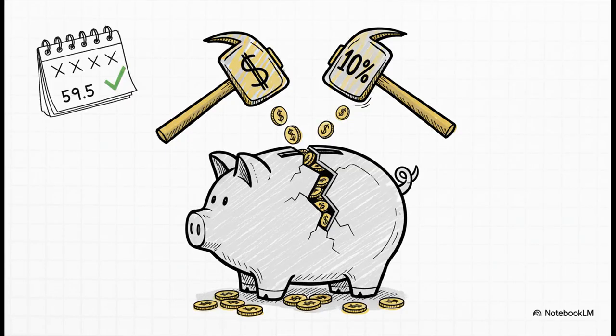And this is exactly why that age is so critical. If you take out any of the taxable money from your annuity before you hit that magic 59.5 mark, the IRS will usually slap you with a 10% penalty. And listen, that's on top of the regular income tax you're already going to owe. It's a double whammy you really want to avoid.